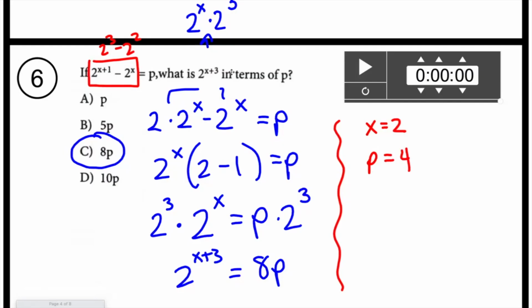And then I just plug 2 into there, and I get 2 to the fifth, which is 32. And then when I plug in 4 for every answer, the only one that gives me 32 is C. Okay, I understand.